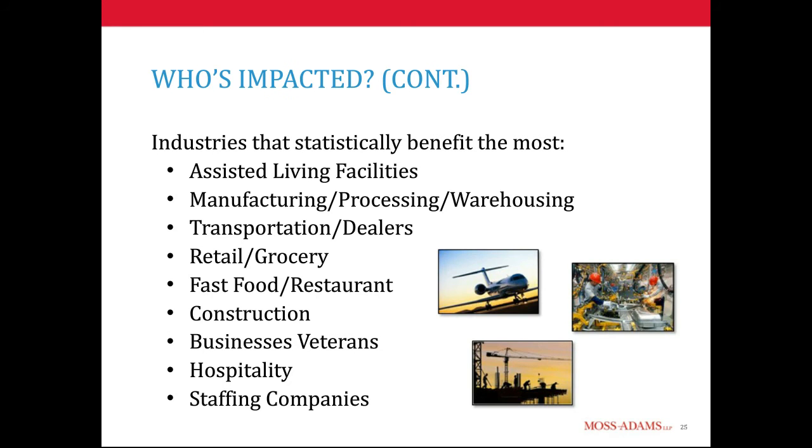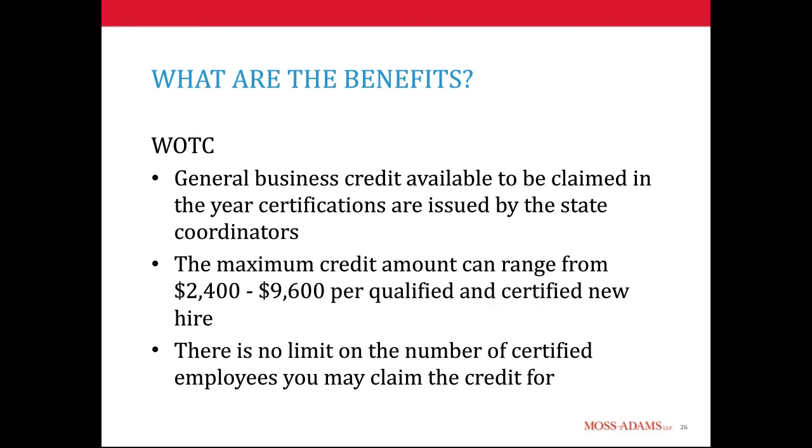So the WOTC is a general business credit. It's available to be claimed in the year in which the state issues certifications. The maximum credit amount that may be available can range from $2,400 to $9,600 per qualified and certified employee, depending on what target group the state certifies the employee under. So if you really think about it, this can add up and be a pretty significant opportunity. Additionally, there is no limit to the number of certified employees a business may claim the credit for.